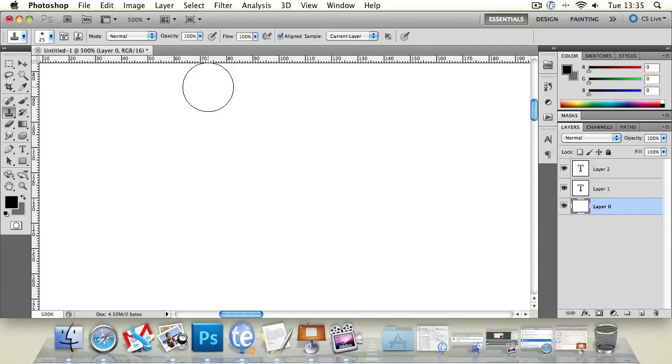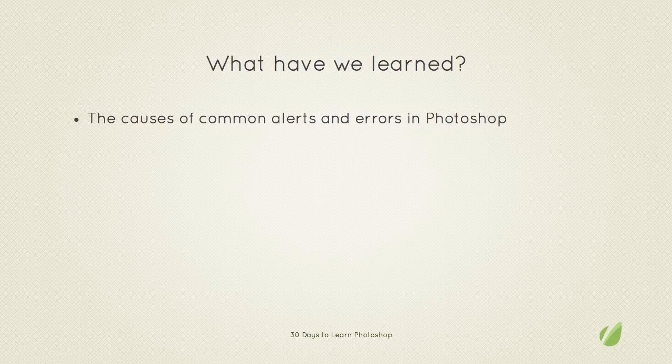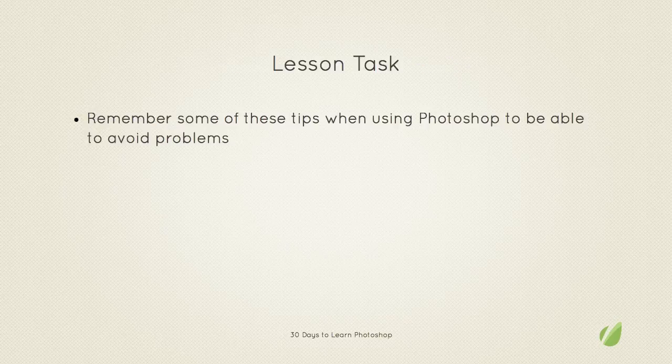So that's kind of your final option. And if that doesn't work, totally delete Photoshop, uninstall it, and do a complete fresh install. So what have we learned in today's lesson? Well, we've looked at the causes of common alerts and errors in Photoshop. And our task for the lesson is to remember these tips when we're using Photoshop to be able to avoid any problems we could run into.